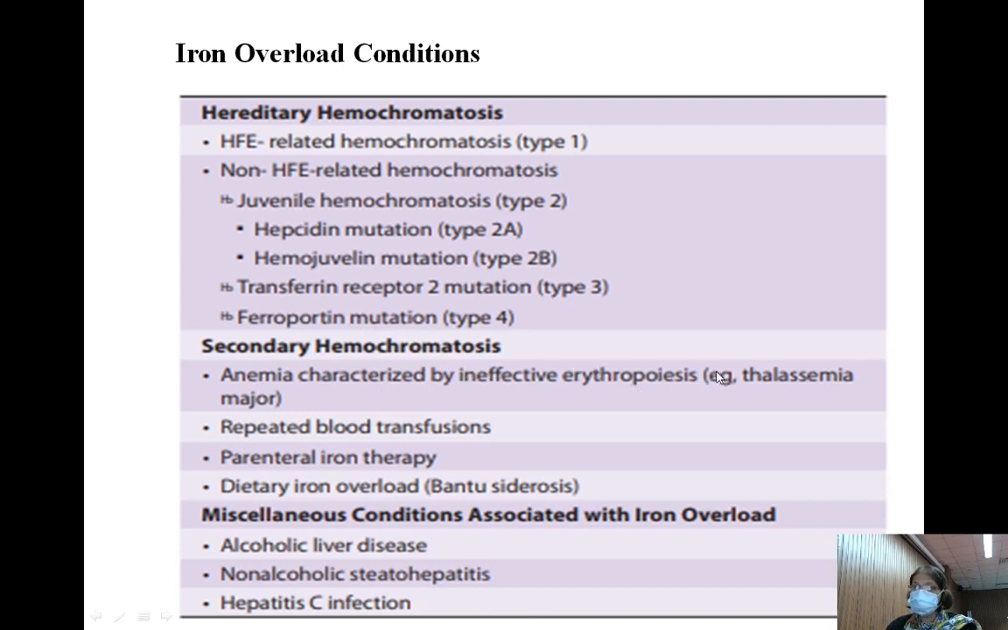Secondary hemochromatosis: anemia characterized by ineffective erythropoiesis, in which there will be repeated blood transfusions, so the chances of secondary hemochromatosis will be more. Parenteral iron therapy, and dietary iron overload, already mentioned, in the Bantu population who consume alcoholic beverages kept in iron-containing containers. Miscellaneous conditions associated with iron overload: alcoholic liver disease, non-alcoholic steatohepatitis, hepatitis C infection. These are the causes. So that is all about iron absorption.